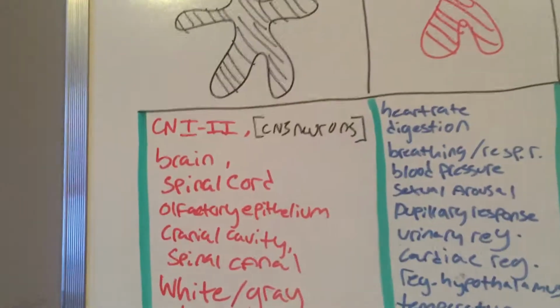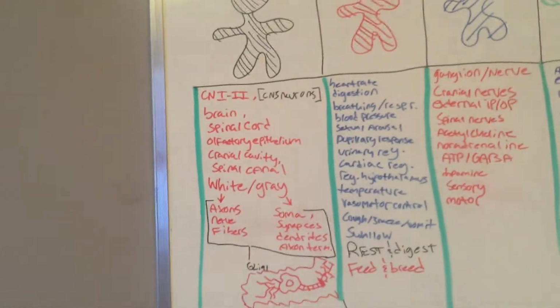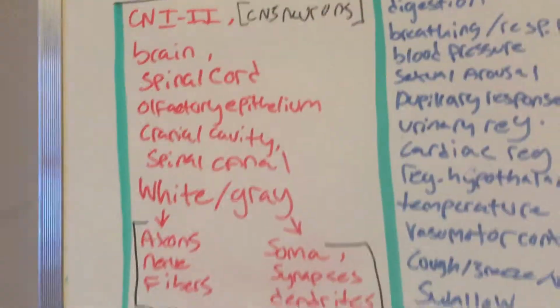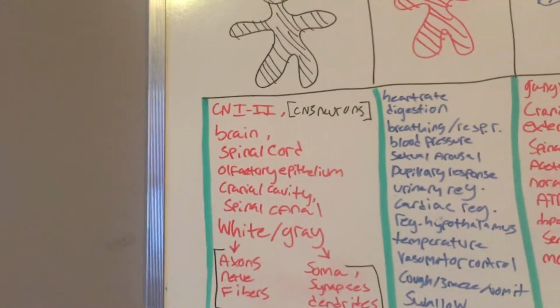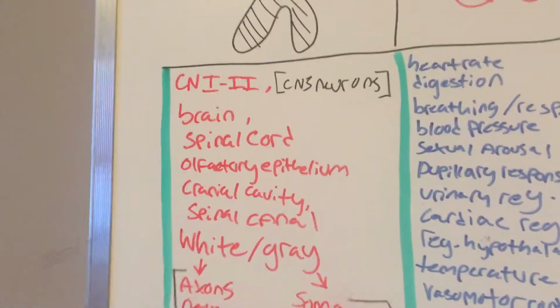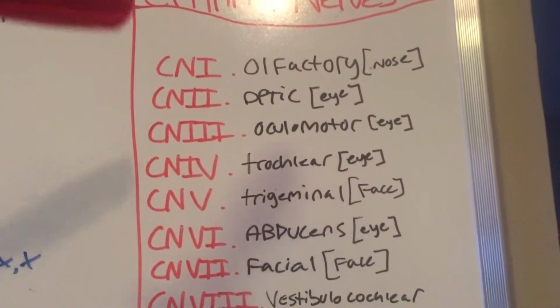So first up, we have the central nervous system. The central nervous system is comprised of the brain and the spinal cord. So anything that is in the brain and in the spinal cord. We also have here cranial nerves 1 and 2, which are nerves that extend from the cranium, and the reason why nerves 1 and 2 are considered part of the central nervous system is because they directly synapse with central nervous system neurons.